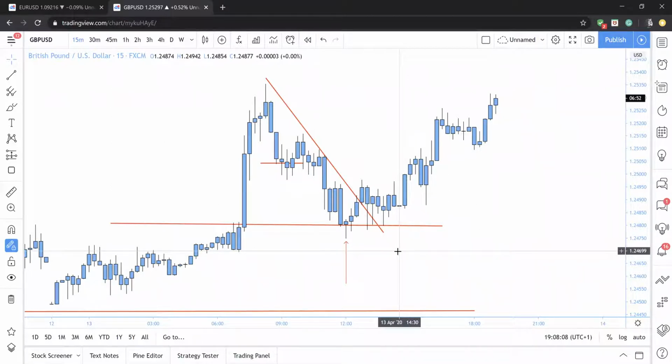But my thing is I get confused on the exhaustion. Am I supposed to be entering on a nice exhaustion level like this, or do I just wait for the price to start flowing with momentum with the bullish candle? Because that's what I did. I waited for the bullish candle to pop up, and then I put my buy stop. So buy stop, yeah.